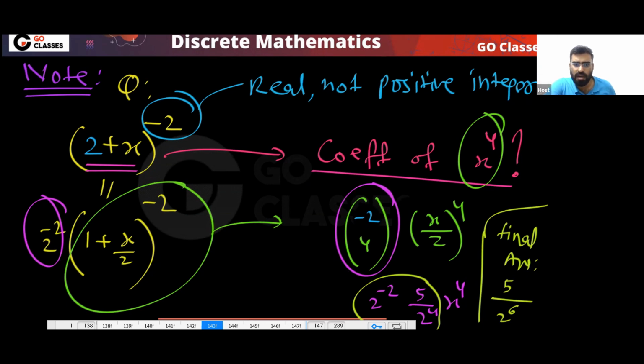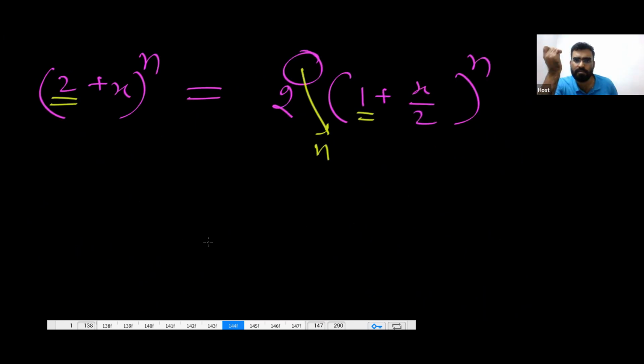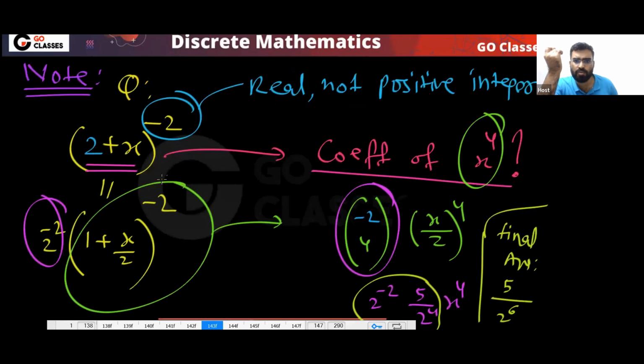Take 2 out. How will you take 2 out? Please tell me. 2 plus x power n. If I take 2 out, then what will I get? First of all, tell me what power I will get. And inside I will get x by 2 power n, 2 power n. Here n is equal to minus 2, so it will become 2 power minus 2. So the final answer will be 5 divided by 2 power 6.